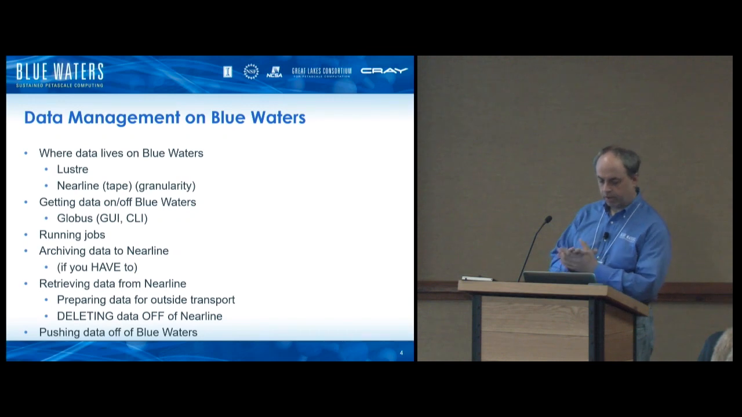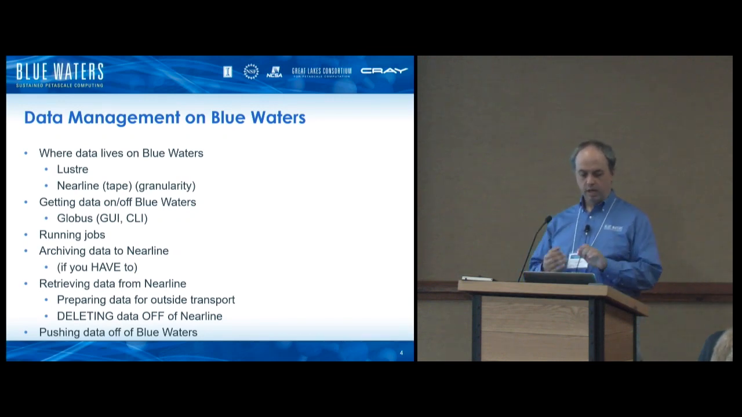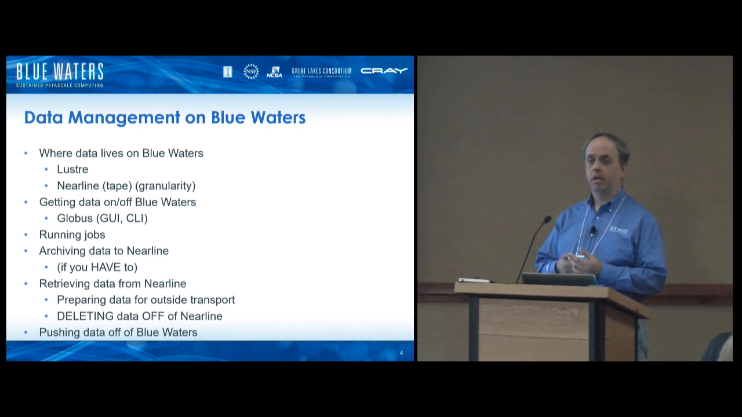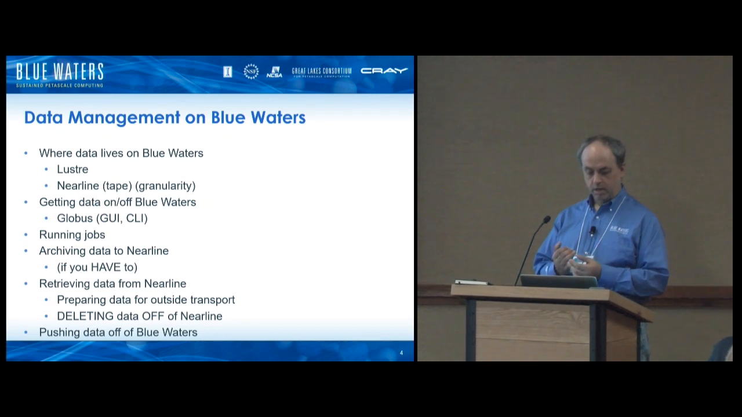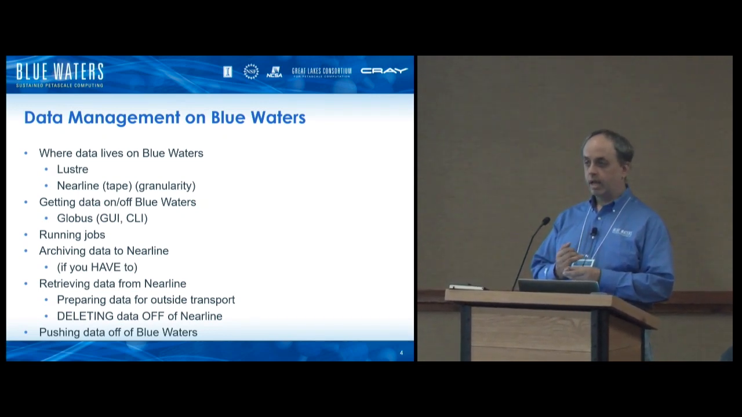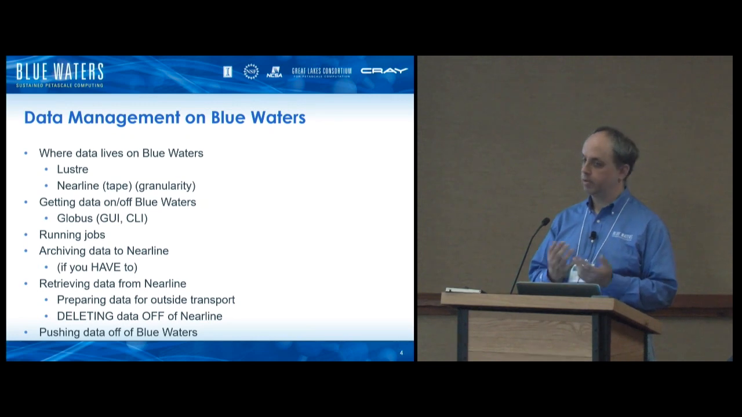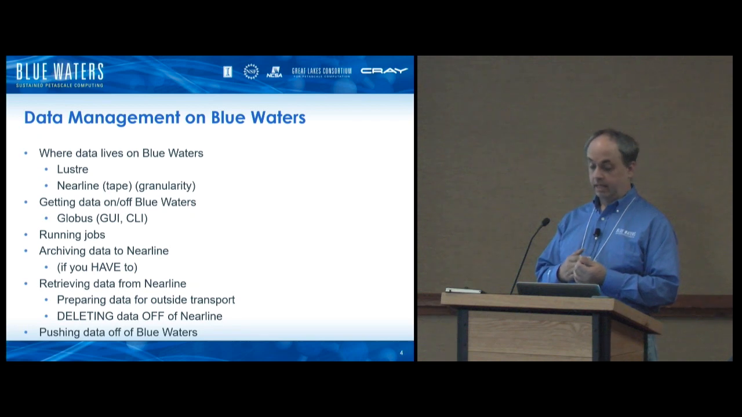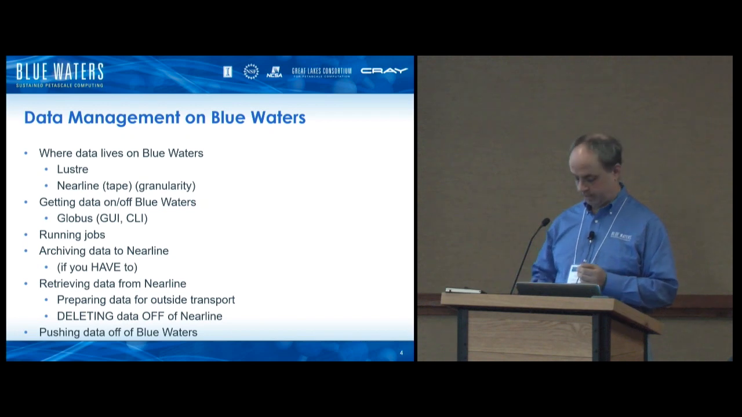Broadly, I'm going to talk about data management on Blue Waters. I'm going to talk about where the data lives on Blue Waters, which broadly applies to many other systems. We're going to talk about Lustre file systems and nearline tape file systems, then how to get your data onto it and off of the big system. Just a very brief bit about running jobs. Talking about archiving data to nearline, which hopefully you won't be doing much on Blue Waters, but you'll be doing it on other systems. Retrieving data from nearline, deleting things off of nearline when you get there, and then your final push to get data off of Blue Waters to your next destination.